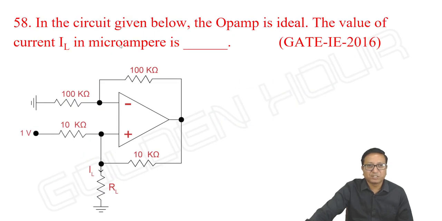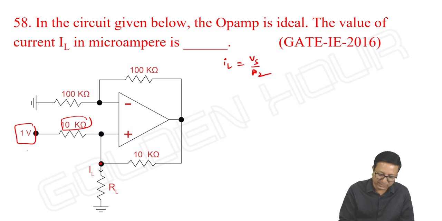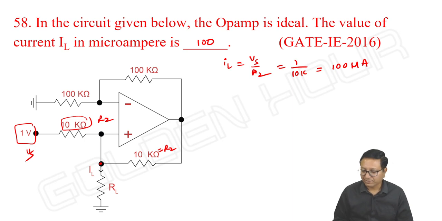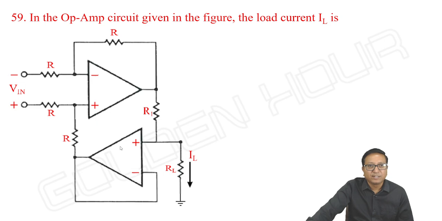Alright, 2016 instrumentation paper. In the circuit given below, the op-amp is ideal. The value of current IL in microamperes is, okay, what is IL? It is Vs by R2. IL is equal to Vs by R2. It is like Vs and it is like R2. Is it not so? 1 by R2 is 10 kilo ohm. So 100 microamperes because they are asking in microamperes. That's it.